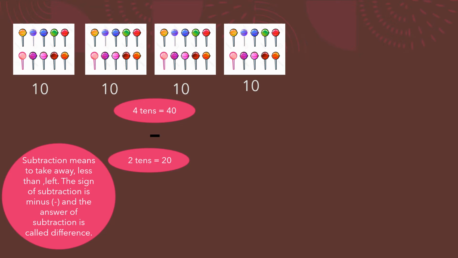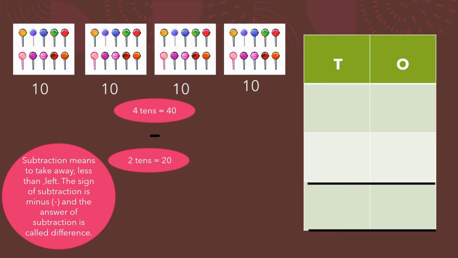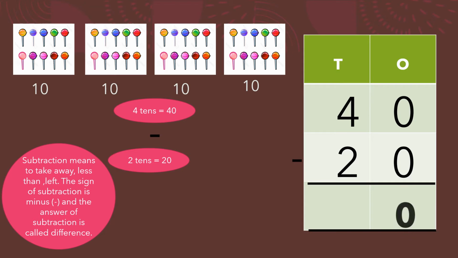In subtraction, it's very important that the bigger number is on top. In the table, we are going to write 40 first, then the minus sign and 20 below 40, because 40 is the bigger number, and just as I told you, in subtraction the bigger number will always be on top. We cannot subtract a bigger number from a smaller number. It's not possible. So in the ones column we have 0 minus 0, which will be equal to 0.